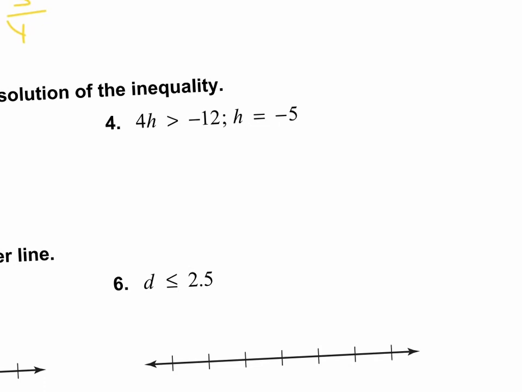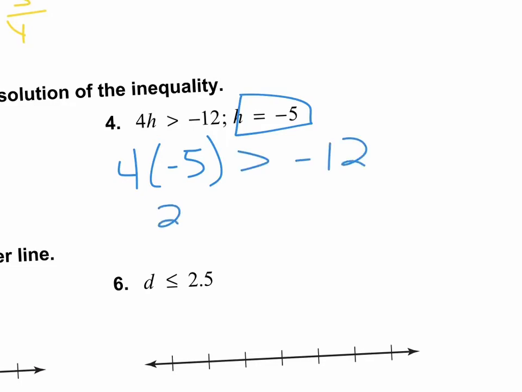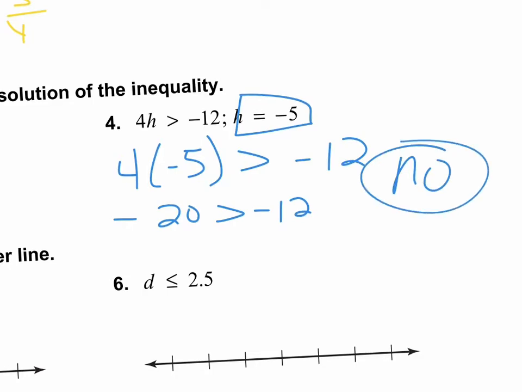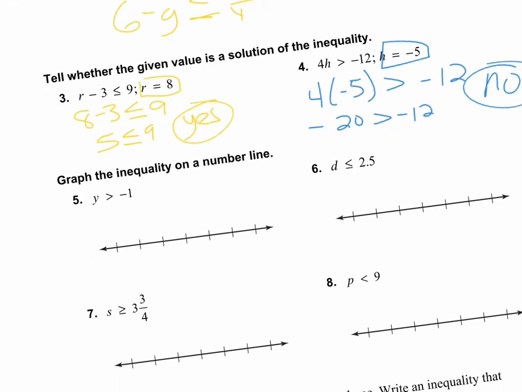Moving on. So now I have 4 times h, where h is negative 5, is greater than negative 12. 4 times 5 is 20. Negative times a positive is a negative. Is negative 20 greater than negative 12? No, right? Because negative 12 is closer to 0, so it would be bigger since they're negative.